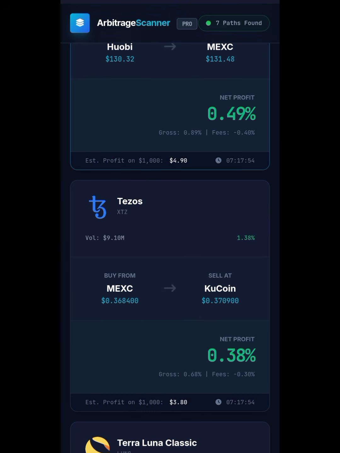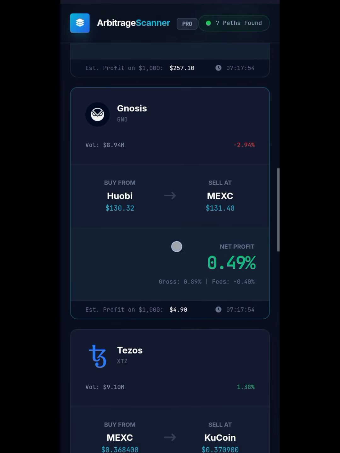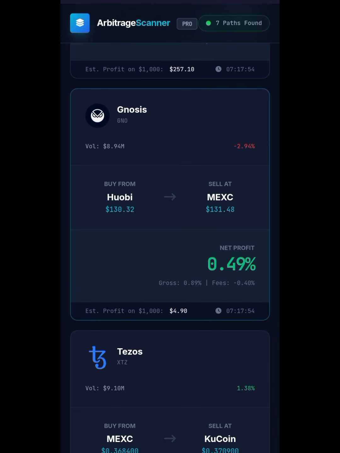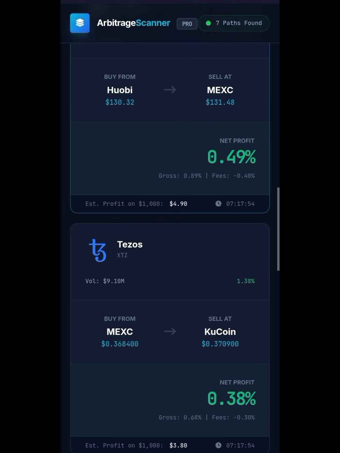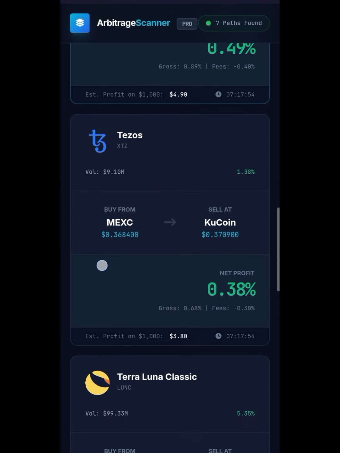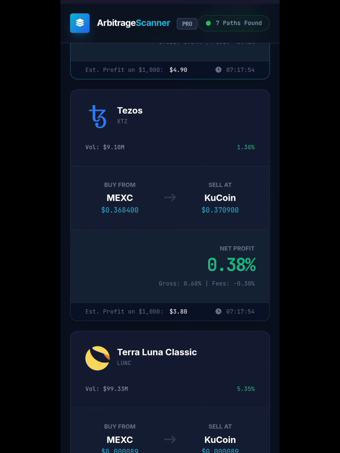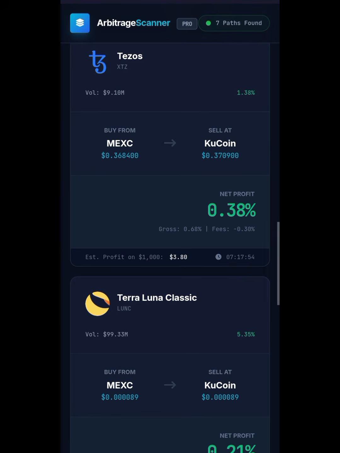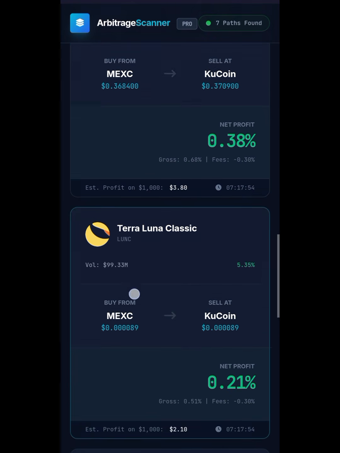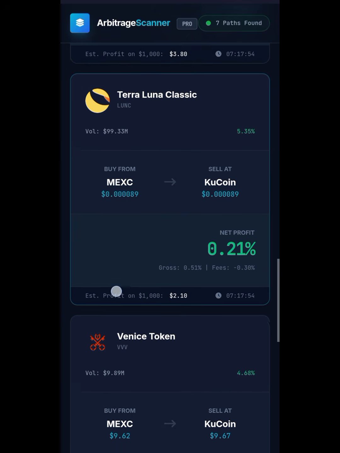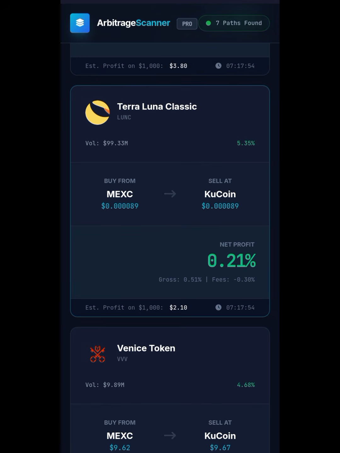I mean, the fees are not actually much anyways, because you pay the fee on this particular coin, right? The fee you're going to pay, you're not paying in USDT, you're paying with this particular coin. So it's usually 0.000 something, right? Then we have Tezos, 0.38%. That basically you'll be making $3 with a $1,000 capital, $2 Terra Luna Classic.